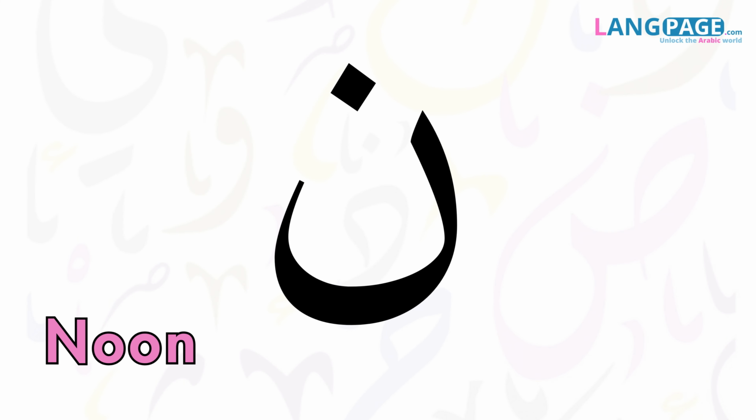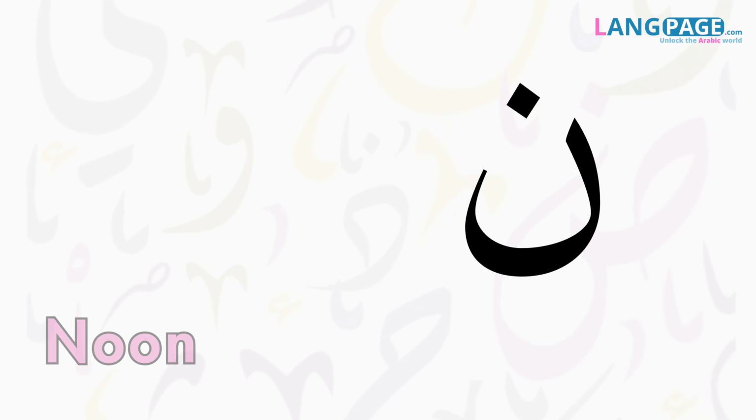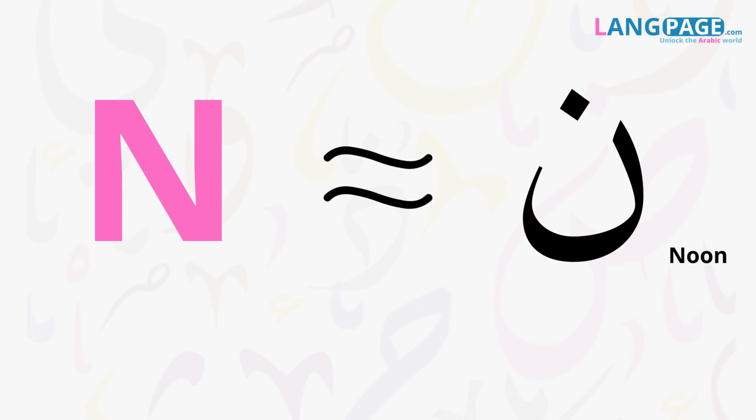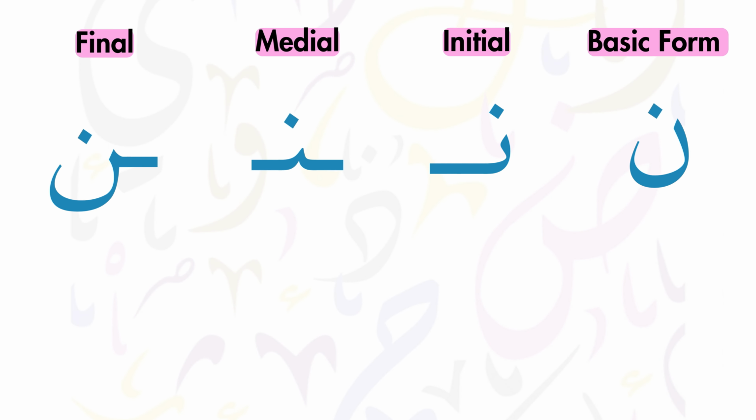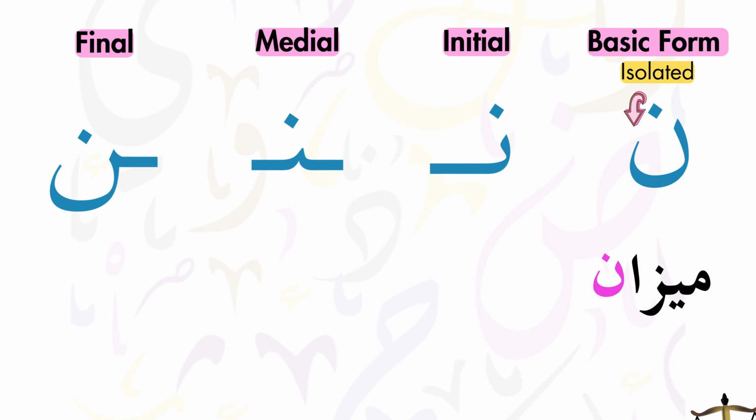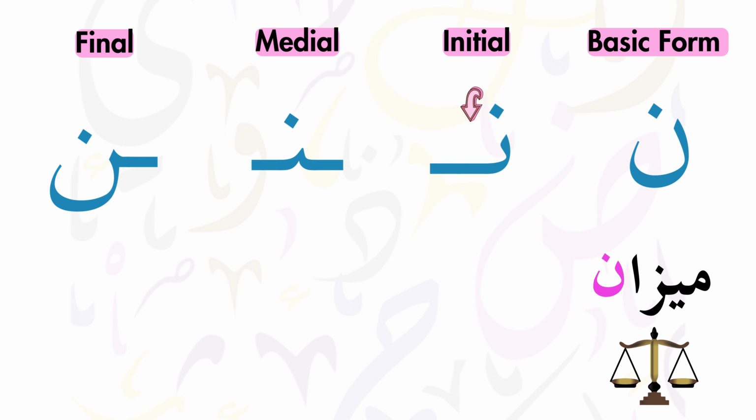The next letter is noon. The letter noon equals N in English, as in the word net. The letter noon has four forms. First, the basic form, the isolated one, which comes at the end of the word, as in the word mizan, which means scale.